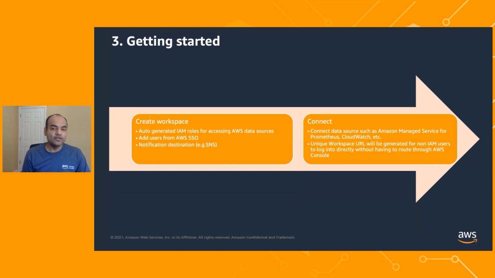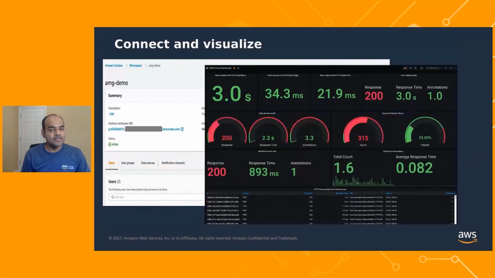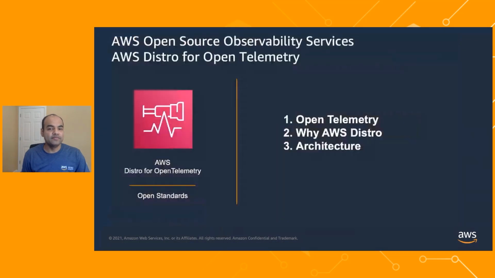So let's look at what these dashboards look like. Here is a sample dashboard, which is showing the data coming from Amazon X-Ray, which is basically a native offering. So Grafana is using Amazon X-Ray as a data source and displaying the dashboard and the metrics directly on the Grafana dashboard. Now, that's about Grafana. Let's move on to the next section and talk about AWS Distro for OpenTelemetry.